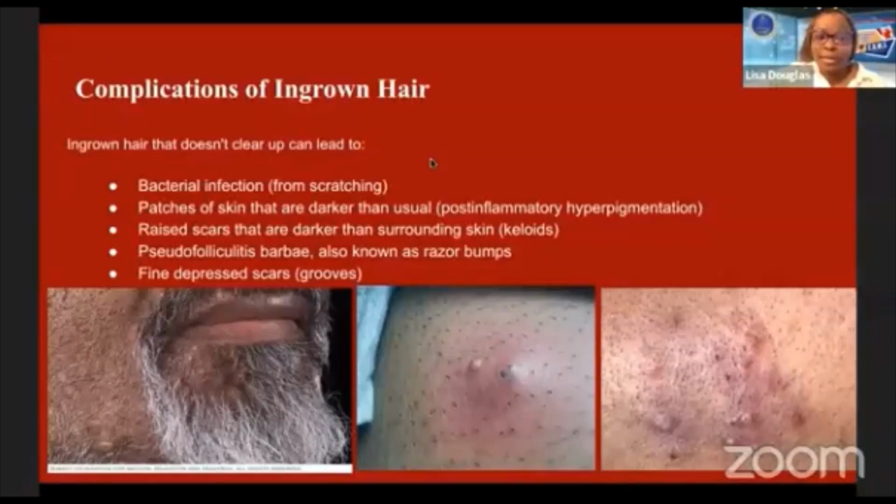So ingrown hair that doesn't clear up can lead to bacterial infection, patches of skin that are darker than usual, known as post-inflammatory hyperpigmentation, raised scars that are darker than surrounding skin, known as keloids, pseudofolliculitis barbae, also known as razor bumps, and fine depressed scars or grooves.